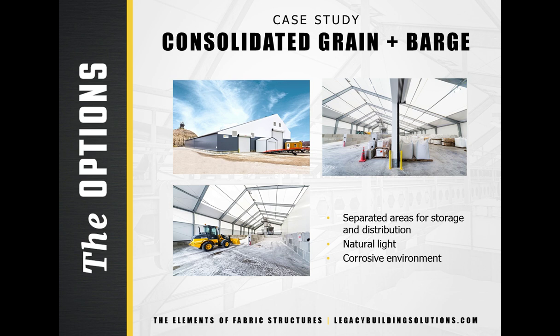Consolidated Grain and Barge uses a lean-to at their Naples, Illinois storage and distribution facility. One section of the building is in an unobstructed area for equipment, operation, and bulk storage, while the lean-to area is used for storing and distributing bagged product. The building owner chose fabric for this project because of its longevity in corrosive environments, as well as the natural light that will save on ongoing energy costs.